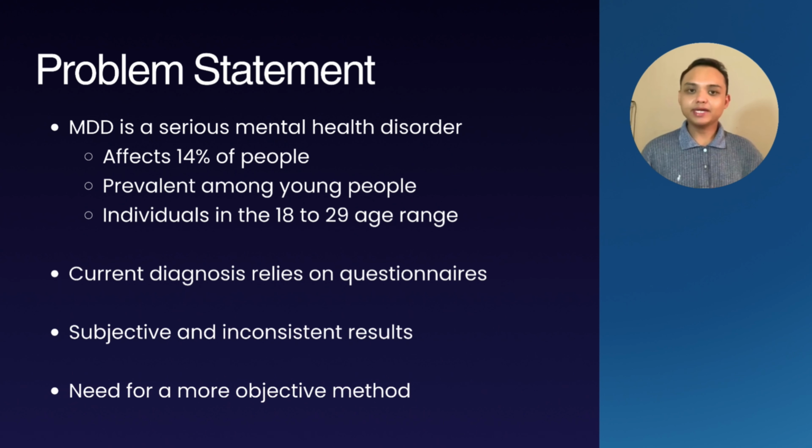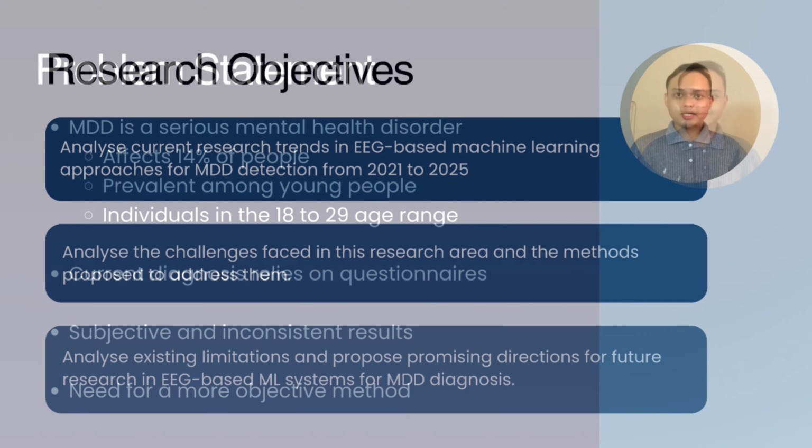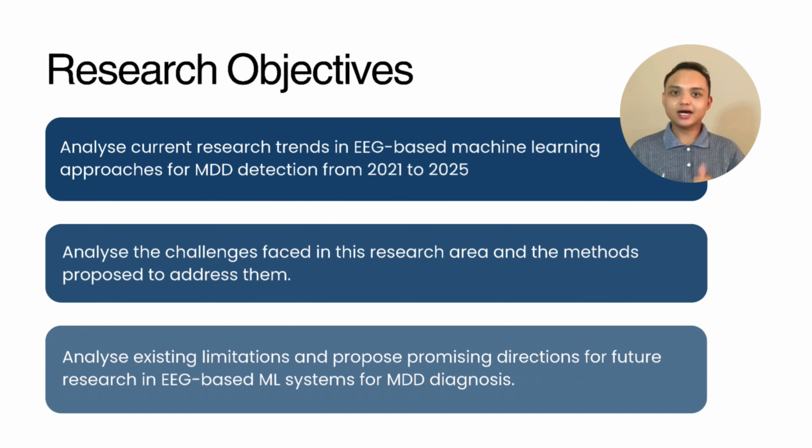Currently, MDD is diagnosed by using questionnaires and clinical interviews, with scales like the Hamilton Depression Rating Scale. But these methods can be subjective and produce inconsistent results because they only depend on the patient's answers and the clinician's judgment. The objectives of this review are to analyze the current research trend in EEG-based machine learning approaches for MDD detection from 2021 to 2025, analyze the challenges faced in this research area and the proposed methods, and analyze the existing limitations and propose promising directions for future research.